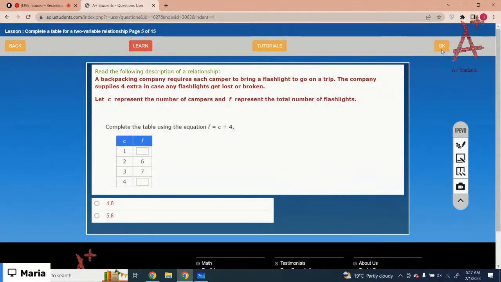Okay, a backpacking company requires each camper to bring a flashlight to go on a trip. The company supplies 4 extra in case any flashlights get lost or broken. Let C represent the number of campers and F represent the number of total flashlights. So complete the table for F equals C plus 4. So which is the correct option?